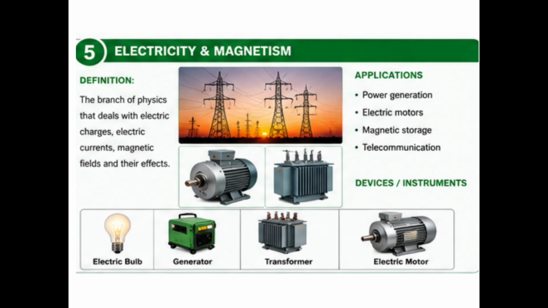Power generation. Of course, with the help of electricity and magnetism, power can be generated. That is electric power mainly. We have the working principle of electric motors. We have magnetic storage. We have telecommunication. This is very important.